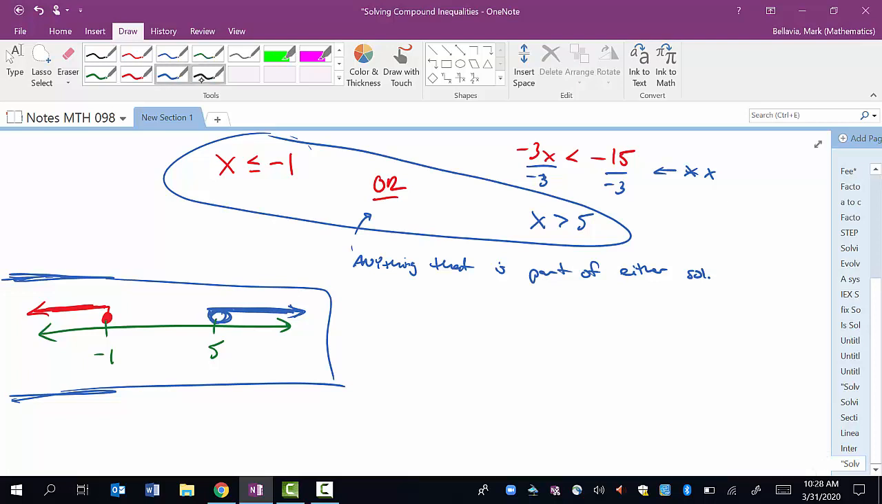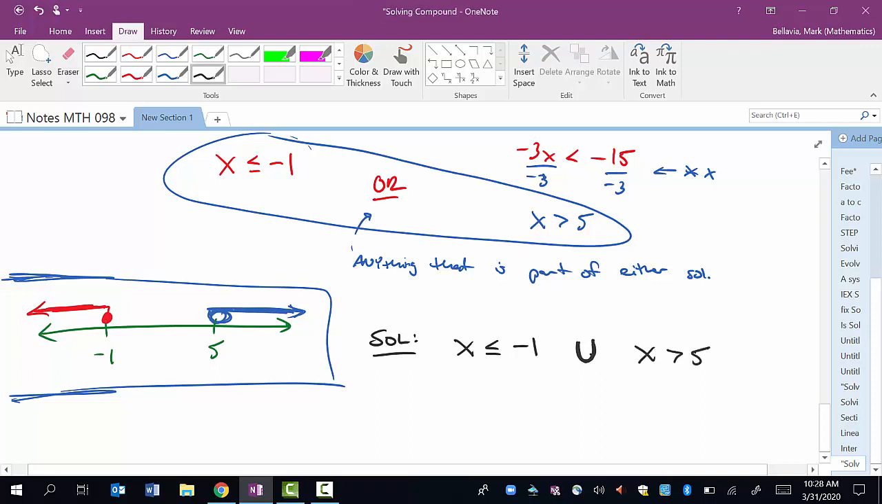So how do I write the solution? Well, based off of this, and based off what you have up here, you can say x is less than or equal to negative 1. You can use the word or, or you can use that union symbol, that U that I showed earlier. Union x is greater than 5. Or you can write the word or here, right? The union means or. So this would be your answer.